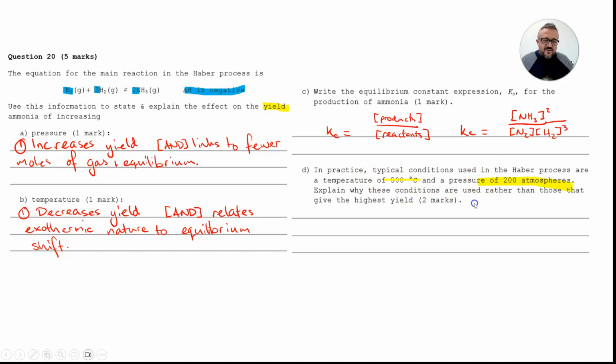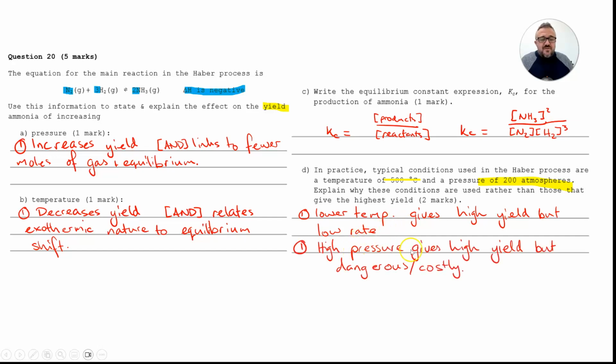So we want to focus on those temperatures. Lower temp gives a higher yield but a lower rate. So we get one mark for talking about how we use a lower temperature because we get a higher yield, but it's really, really slow. So we have to have that moderate temperature. We use a high pressure, which gives a high yield, but it's dangerous and costly. So we can't just run it at the lowest possible temperature, high yield but too slow. We can't run it at the highest pressure because it's dangerous and expensive.